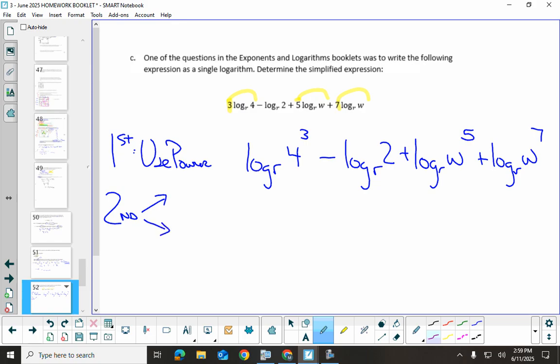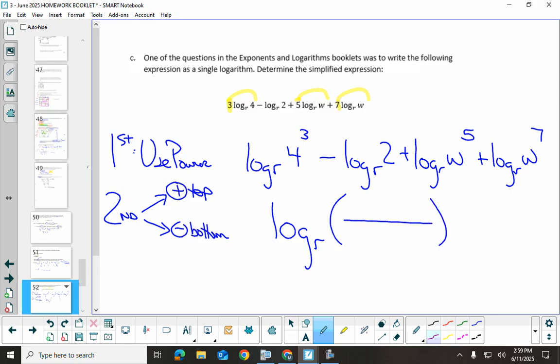Second thing. This is what we talked about on Monday. If there's a plus in front of it, it goes in the top. If there's a minus in front, it goes in the bottom. So we're going to write log R, and then we're going to put a bracket. The first thing that you see always goes on the top. Always.